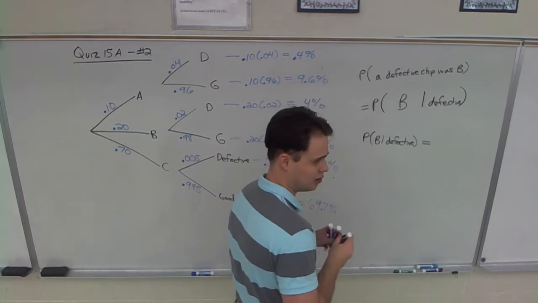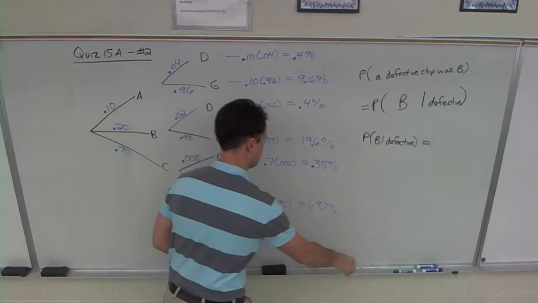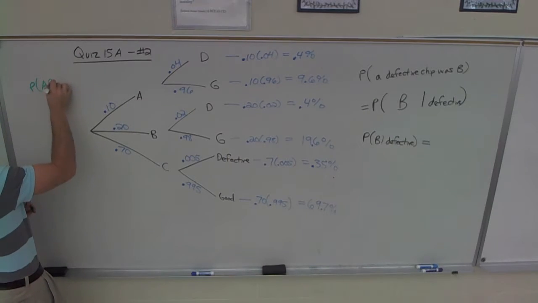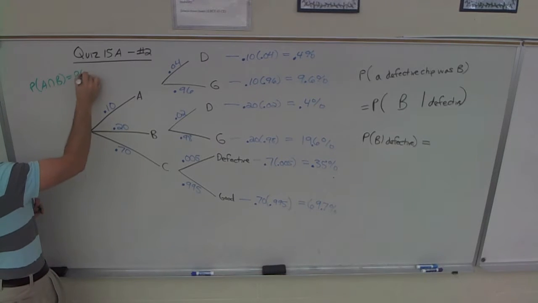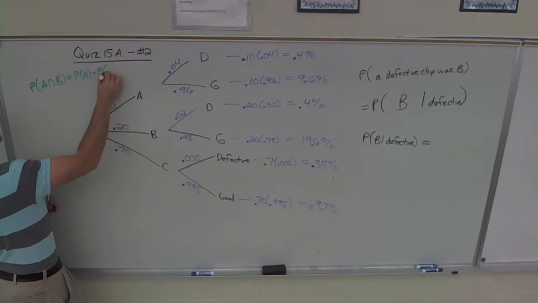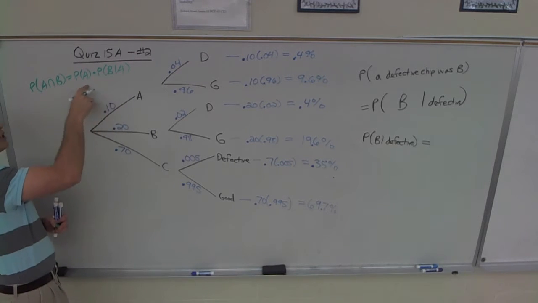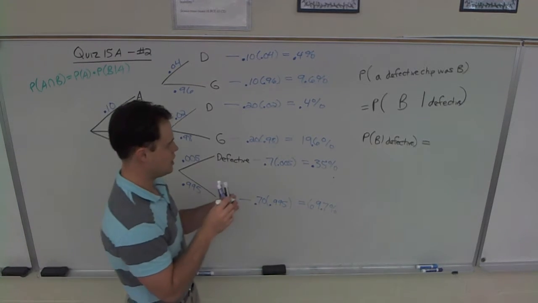I guess I should have my little law over here, right? So I guess I could put it back up on the board. What was our law for the probability of A and B? It was A. We have this, so divide that to the other side. So what is A in this instance?